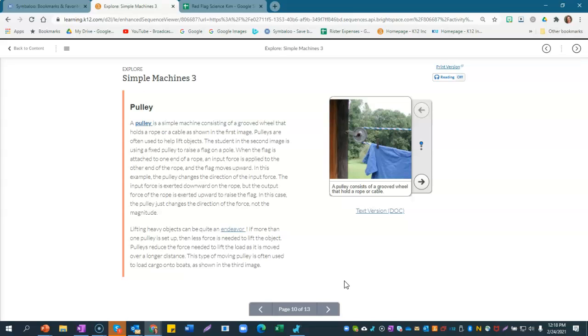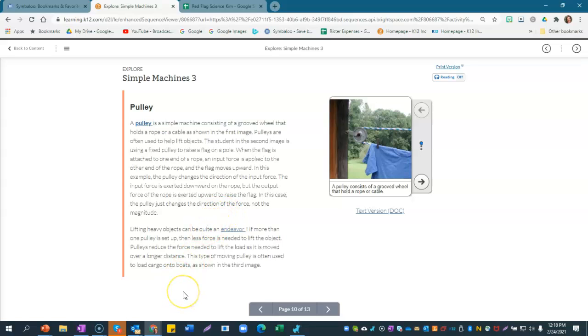So that might be something helpful to draw in your notes, especially where the input force and output force are applied. I would definitely have that in your notes. And in this example, the pulley changes the direction of the input force. So when we're looking at the flagpole, the pulley is changing the direction of the input force. The input force is exerted downward on the rope, but the output force of the rope is exerted upward to raise the flag. In this case, the pulley just changes the direction of the force, not the magnitude.